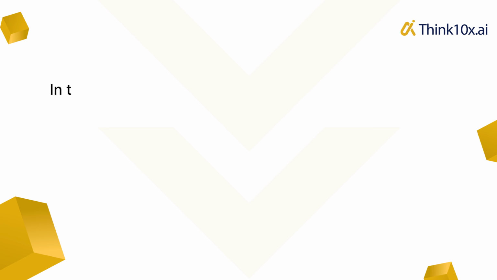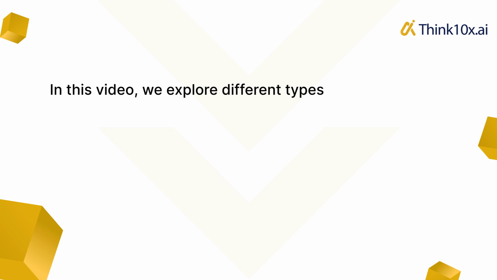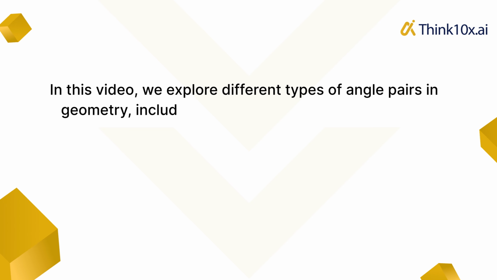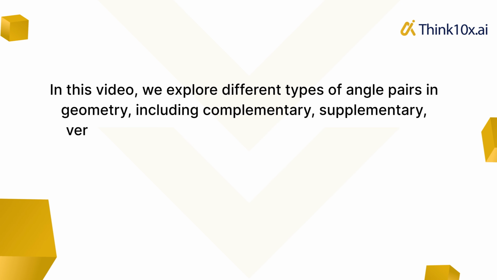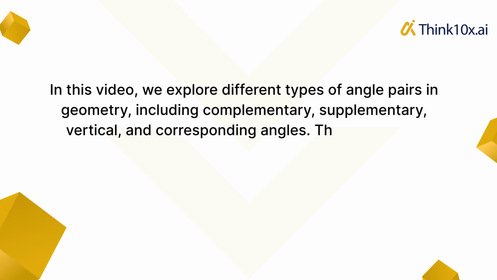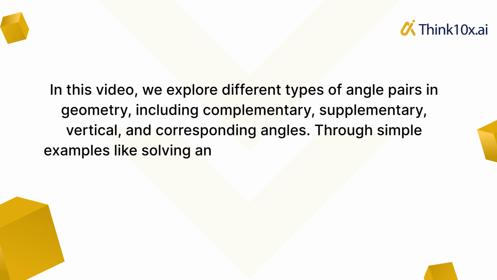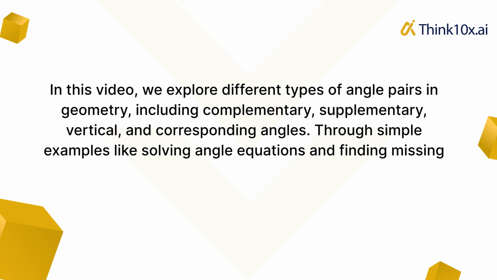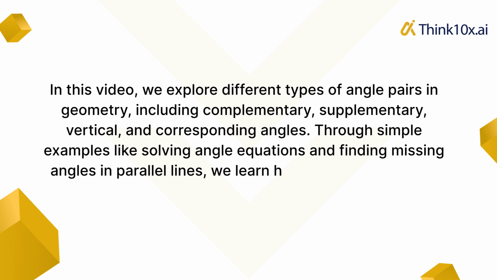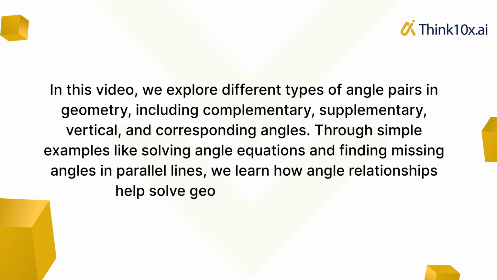In this video, we explore different types of angle pairs in geometry, including complementary, supplementary, vertical, and corresponding angles. Through simple examples like solving angle equations and finding missing angles in parallel lines, we learn how angle relationships help solve geometry problems easily. We are going to build a clear map of the most common angle pairs in geometry and what makes each pair special.